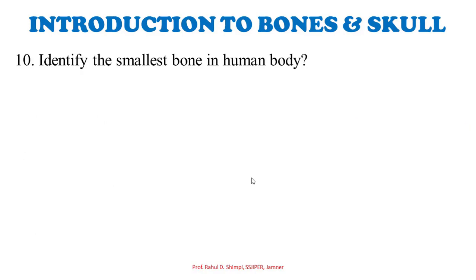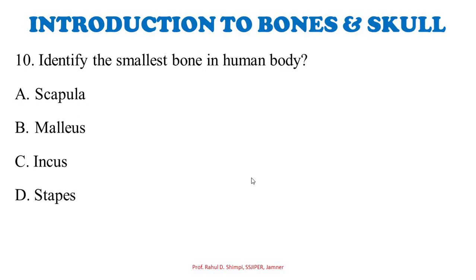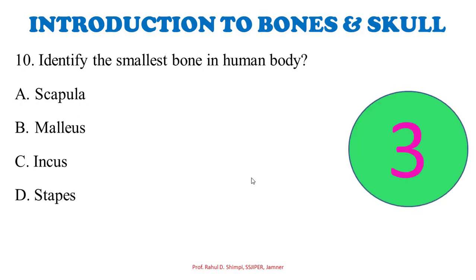Identify the smallest bone in human body. A. Scapula, B. Malleus, C. Incus, and D. Stapes. So the smallest bone in the human body is stapes. Malleus, incus, and stapes are all ear ossicles, or the bones present in the ear, and among those, stapes is the smallest bone present in the human body.